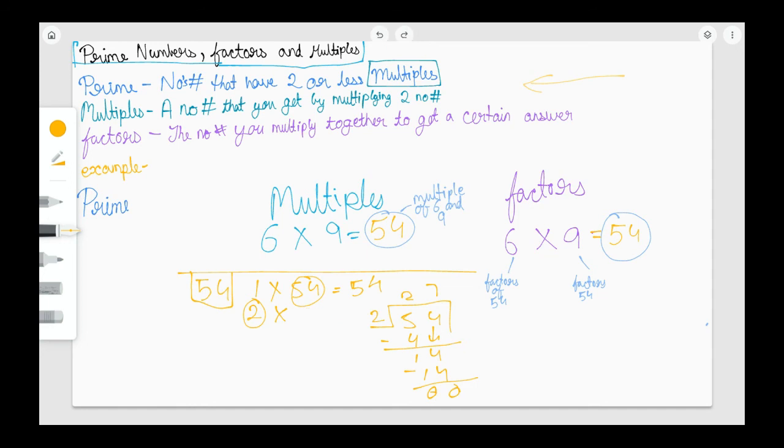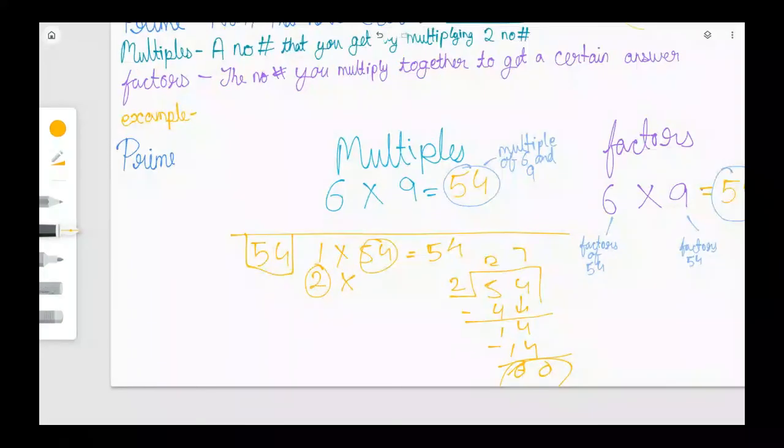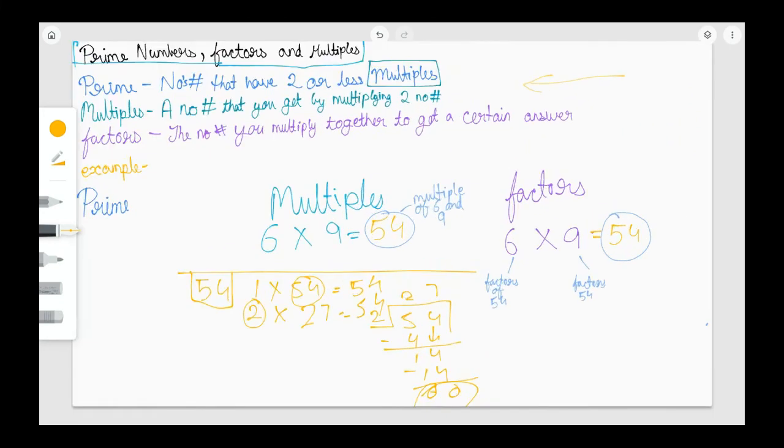Now guys, when we know that this number is divisible, our remainder should be 0. So 2 times 27 is 54. Can you guys think about more of these? We can find more of these examples if we know our multiplication tables.